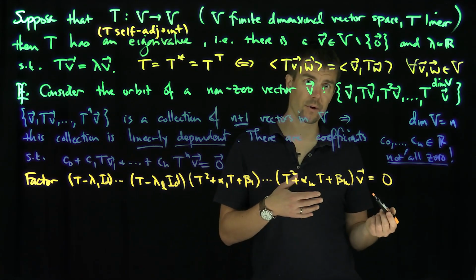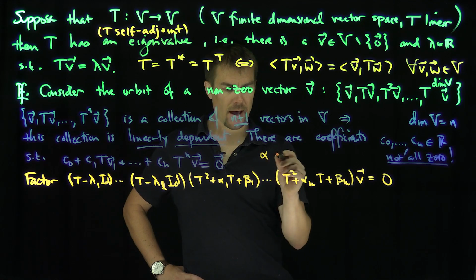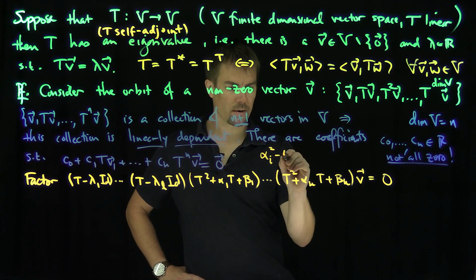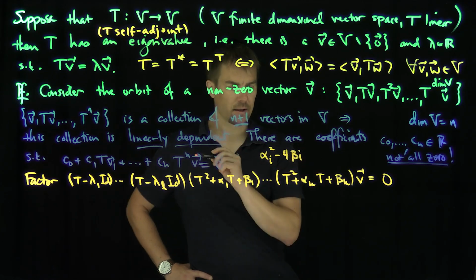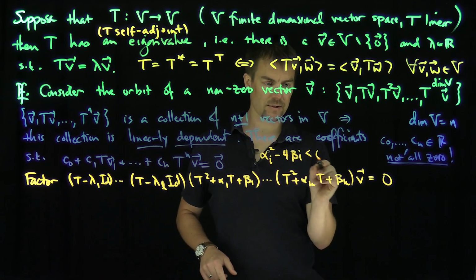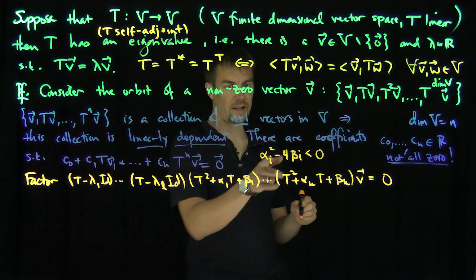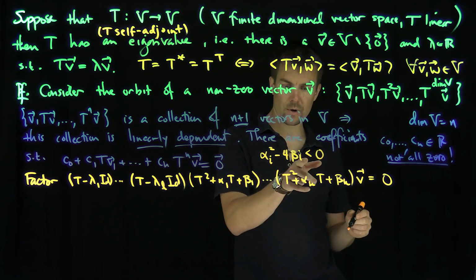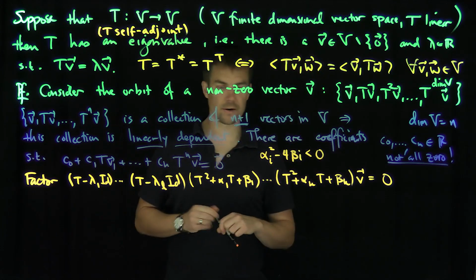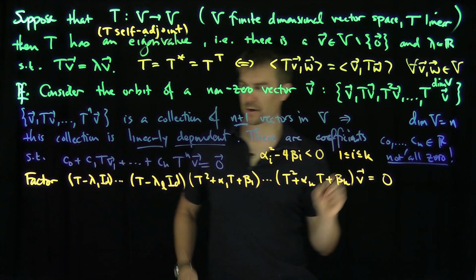So b squared minus 4ac is less than 0. That says that alpha i squared minus 4 beta i is less than 0. That is the discriminant of these quadratics, and it has to be less than 0, so we get complex roots and the quadratics are irreducible over R. That's the criterion that we have. That's equivalent to saying that alpha i squared is less than 4 beta i, and this is true for i between 1 and k, that is, 1 less than or equal to i, less than or equal to k.